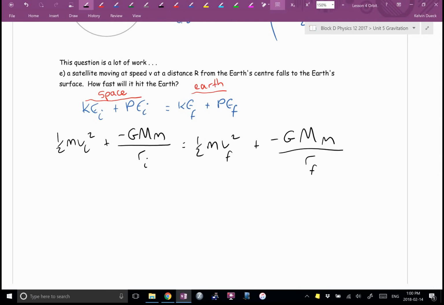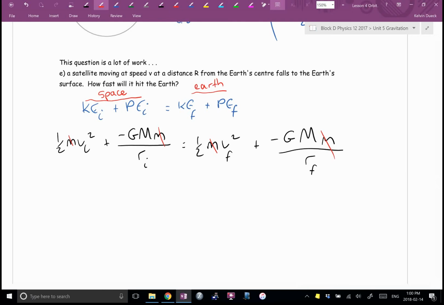Okay. This is probably the longest in terms of lots of letters. Oh, what do you notice here, by the way? The little m cancels. So the speed of an asteroid hitting the Earth doesn't depend on its mass. The damage it does certainly depends on its mass.